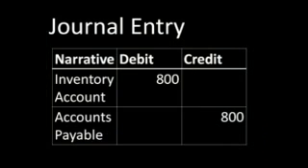Sometimes Ali will purchase materials on credit. He purchases $800 of fertilizer on credit. The accounts he will use are inventory and accounts payable. Accounts payable will record what he owes. It is a liability account. To increase the asset account, it will be debited. To increase the liability account will be a credit. So debit inventory with $800, credit accounts payable with $800.